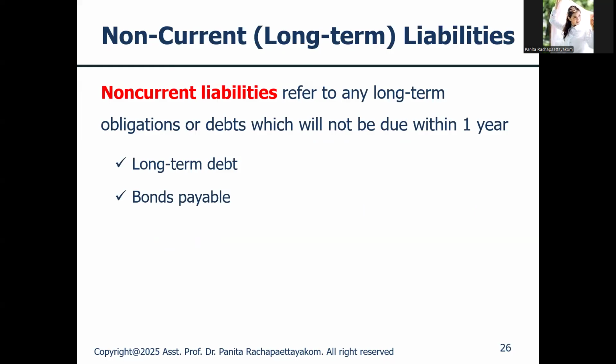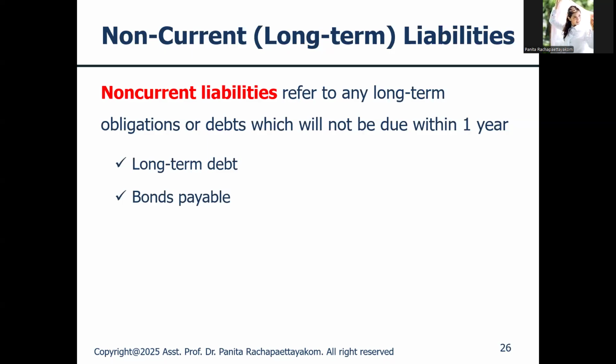What are non-current liabilities, or long-term liabilities? Long-term liabilities are obligations or debts that you, the entrepreneur, can repay in the following years. For example, long-term debt or bonds payable. In the case of long-term debt, imagine that when you start your business, you borrow money from a bank, for example, 1 million Thai baht. You promise the bank that you will return 1 million Thai baht within 5 years.